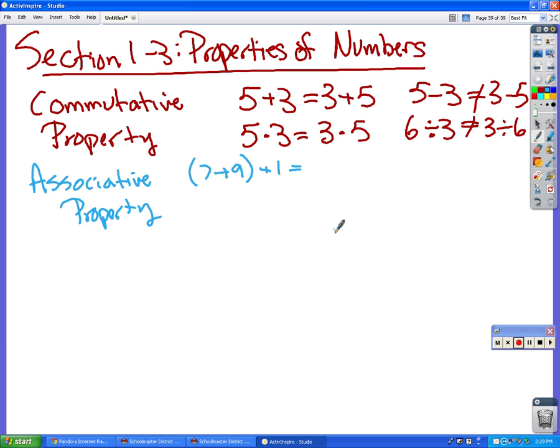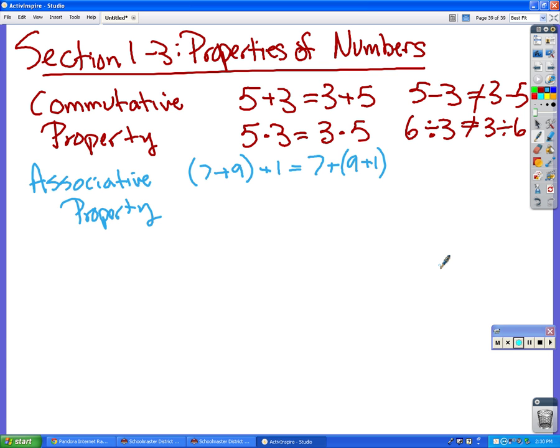Ben? Okay, good. So I could change the parentheses to be around the 9 plus 1 instead, and I'll still end up with the same answer. Okay? And that's called the associative property, and that's because you can associate them in different ways. And this is a very handy thing that you probably use all the time.